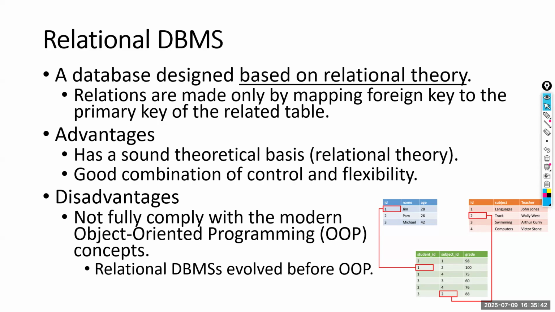And those restrictions are defined by something called relational theory in mathematics. So there's a theory behind relational databases also. Therefore, relational databases have become very popular because they are a good mixture of control and flexibility. So the main advantage: a good mixture of control and flexibility. And this is the most widely used.